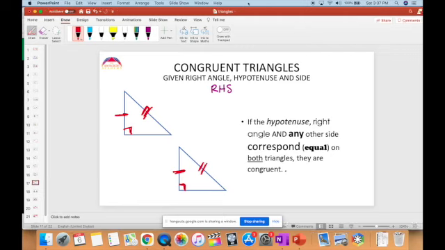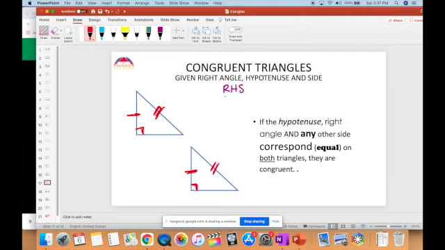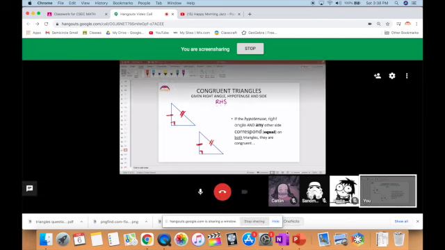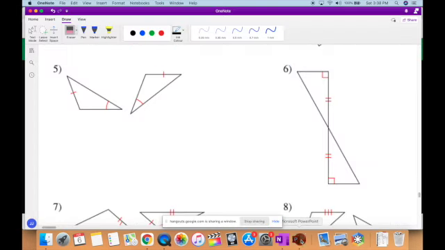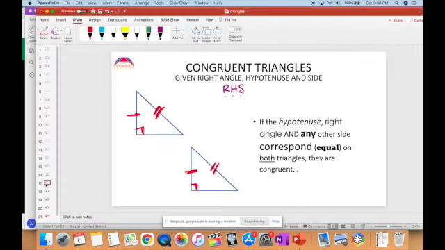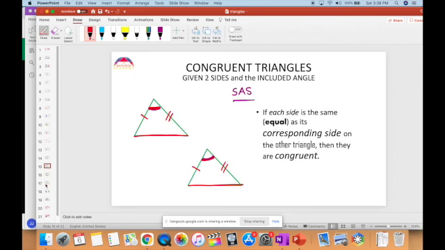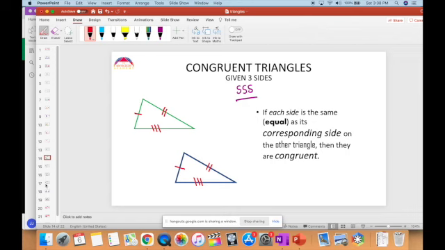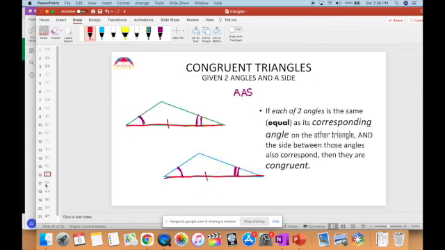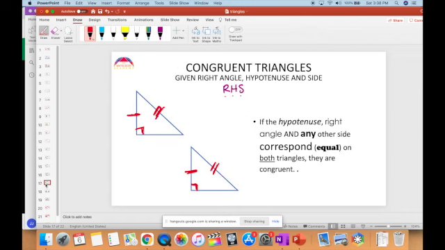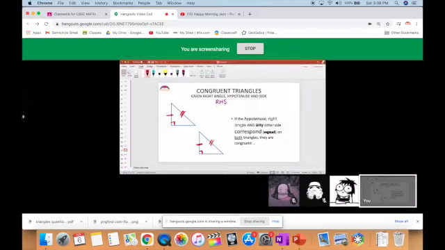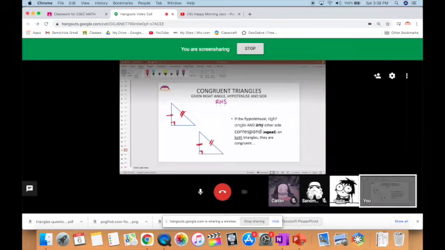So you're seeing here a right angle, hypotenuse, and a side. Yeah? So that is three things. You're seeing here two angles and a side. You're seeing here two sides and an angle. You're seeing here three sides. So you see it's always three items that we need. You understand? Yes, sir. Right. So moving on.